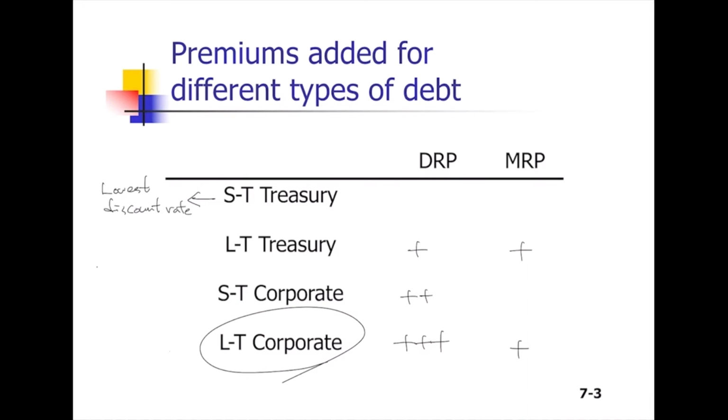But long-term corporate bonds have more default risk and more maturity risk. So the firm should discount more. The firm should compensate the investor for this risk. The firm should give a higher required rate of return. So the highest discount rate. That is the conclusion.